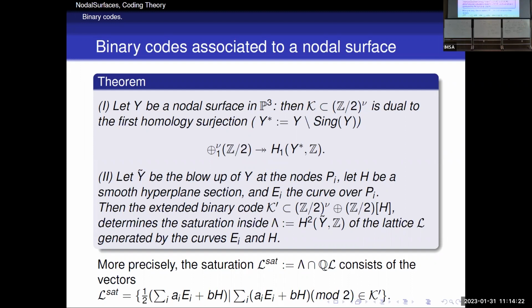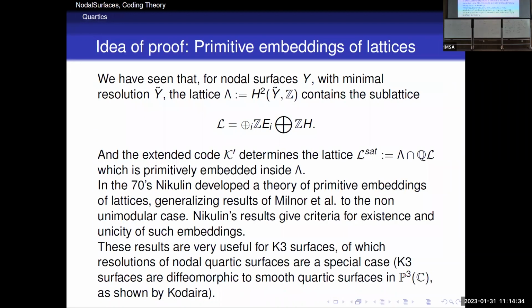Determining the weights of the codes is really the hard part. This requires commutative homological algebra, and it's really hard. The rest is easier, but this was done. Now, let me finish with the K3 surfaces. Here we apply the Torelli theorem. For Y, we have this lattice containing the sublattice generated by these curves and H, and the extended code determines the saturation.